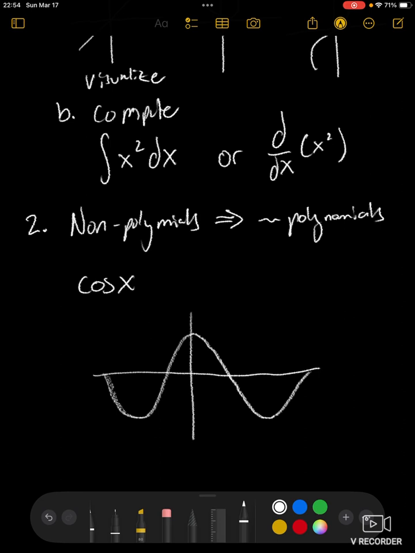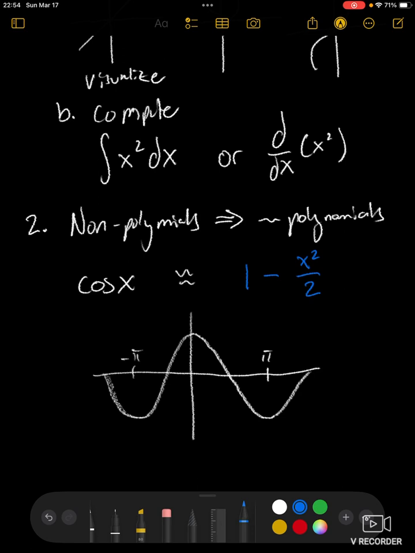Not drawn to scale. This is like pi. This is like, what, negative pi. Well, we can roughly approximate this around 0 as 1 minus x squared over 2.